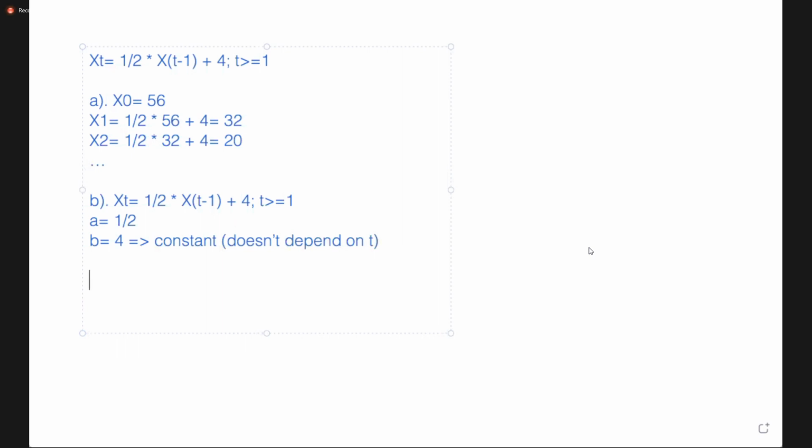Great. We have identified our a and b. What is the first step that we have to work with now? We have to identify x star of t, which will become our hypothetical solution.